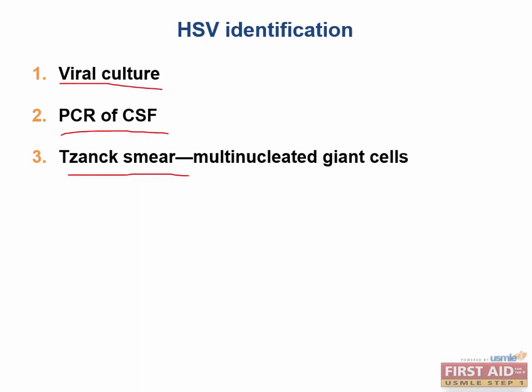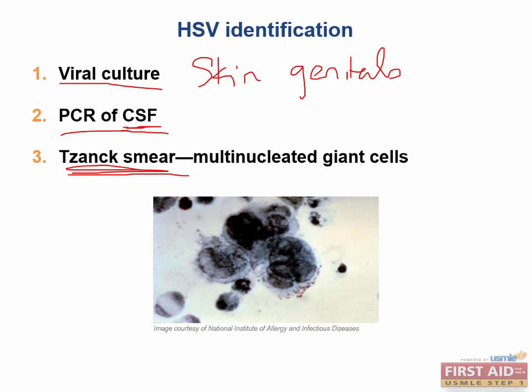Viral culture is used to culture lesions of the skin or genitals. PCR is used to identify HSV in the cerebrospinal fluid. The boards like to ask you about the Tzanck smear and HSV. And remember, Tzanck is a buzzword for HSV infection. The Tzanck smear identifies HSV1 or HSV2 or even varicella by looking for multinucleated giant cells, as we see in this image. Multinucleated giant cells are formed from the union of several cells such as macrophages. So just think, thank heavens you don't have herpes.